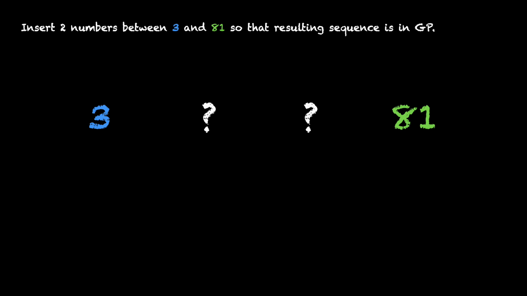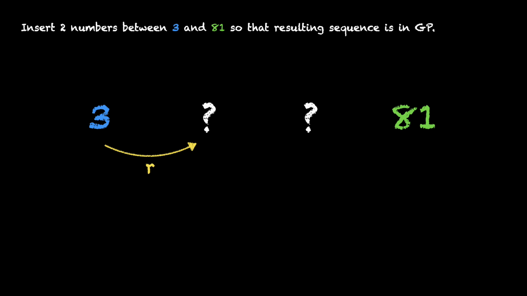Okay. Let's use what we know about GP to solve this problem. If these four terms are in GP, what it means is that they have a first term and they have a common ratio. Well, the first term is 3 and the common ratio, let's call it R, that's going to be useful to multiply 3 to get to the next term. So if we multiply 3 by R, we get the next one.